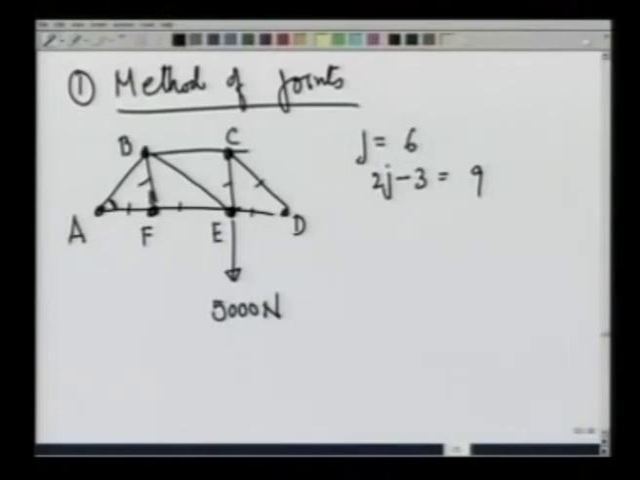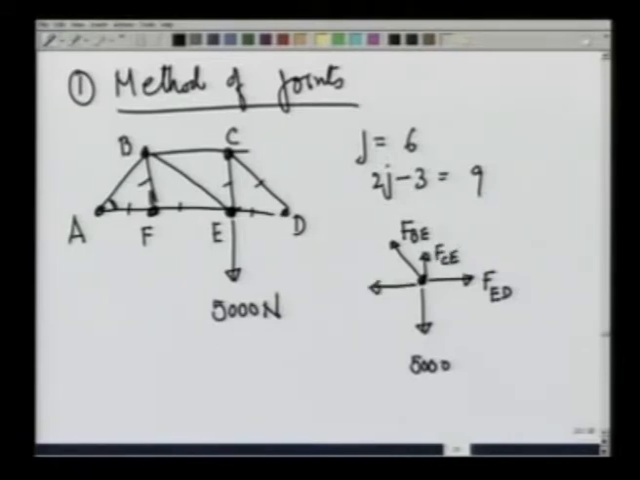So, ideally, if I start with this point, I would take point E. The force on point E is 5000 newtons, and then a force due to member BE, let me call it F_BE, a force due to member ED, a force due to member CE, and a force due to member FE.